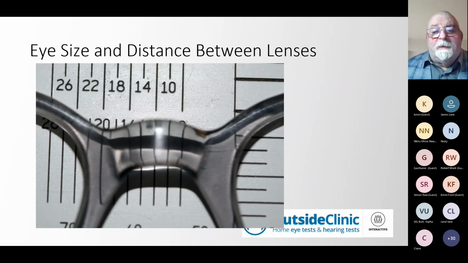To do the distance between lenses, we put one side of the frame on the vertical and then we measure to the other side of the frame. This is the minimum separation of the two lenses. On this one, this is 22 millimeters. So when we order this frame, we would order it as a 44 by 22. And that will help make sure that we've got the perfect fitting frame for the patient.